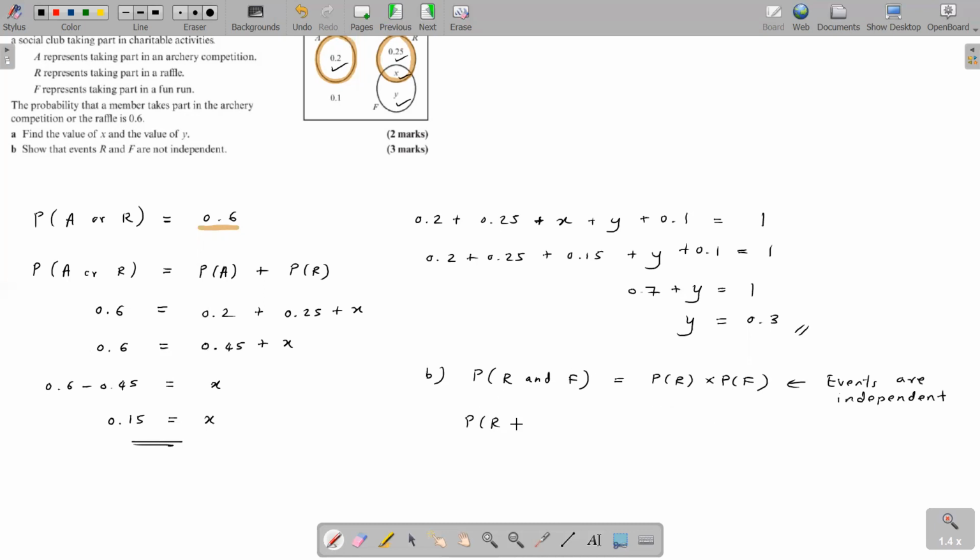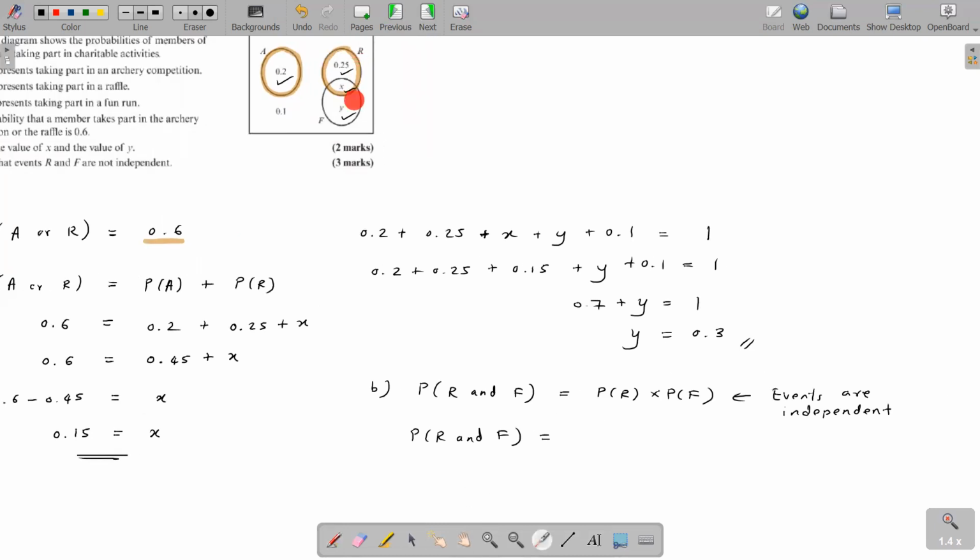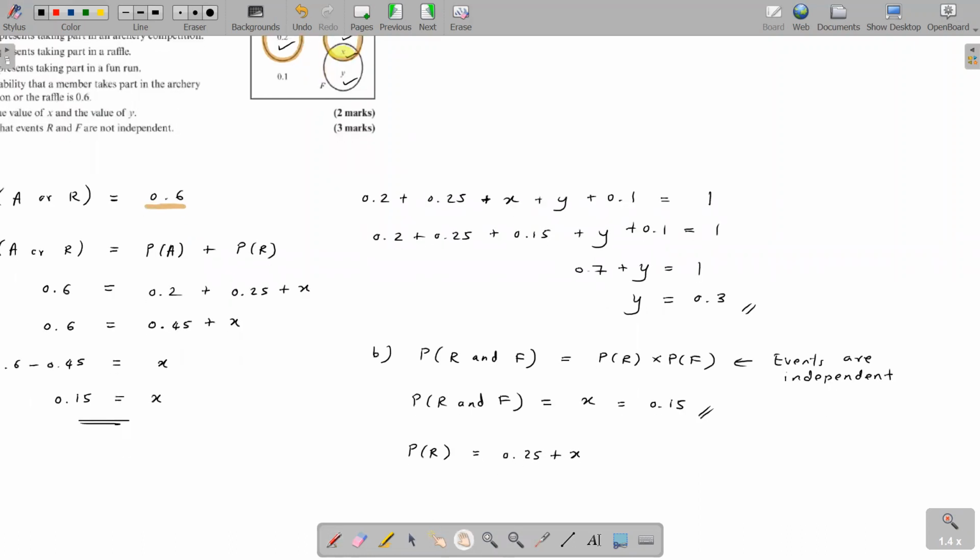Guys, so what's the probability of R and F? I think you can see the R circle and F circle intersect. Very clearly they intersect, and the intersection is the X. So the X value was found as 0.15. Probability of R means the R circle, it's 0.25 plus X. 0.25 plus X, which is 0.15, so that's 0.4.